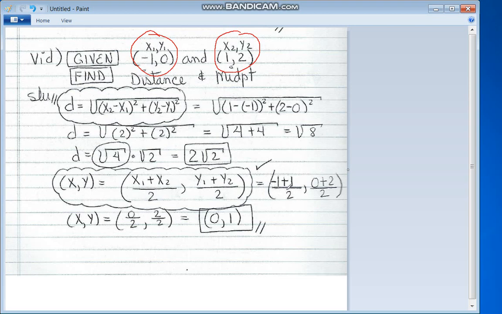The first coordinate is (-1 plus 1) divided by 2, comma, (0 plus 2) divided by 2. Simplify each of those: 0 divided by 2, comma, 2 over 2, and that equals the ordered pair (0, 1). That is our midpoint.